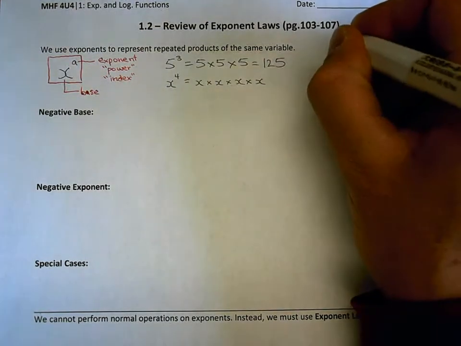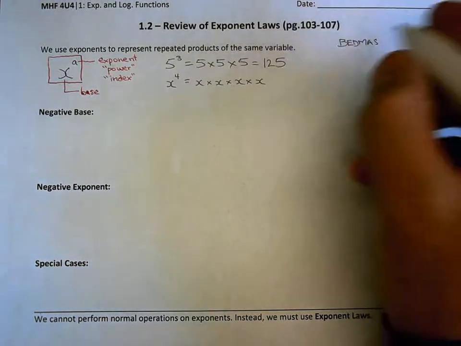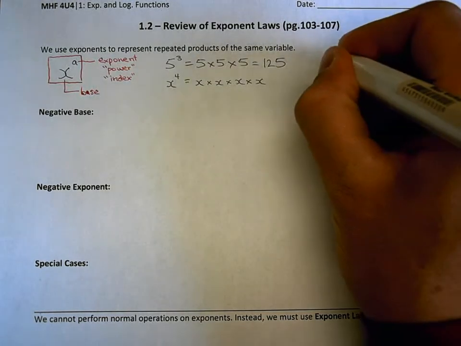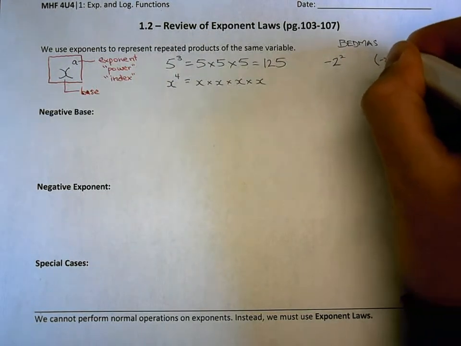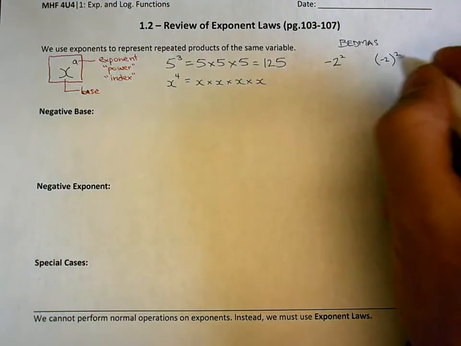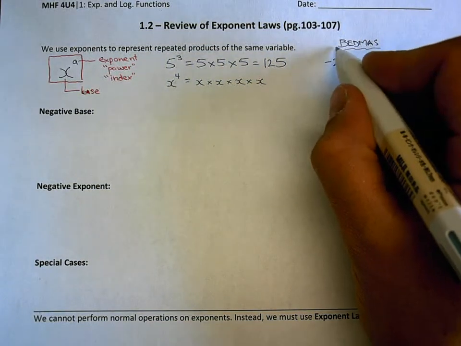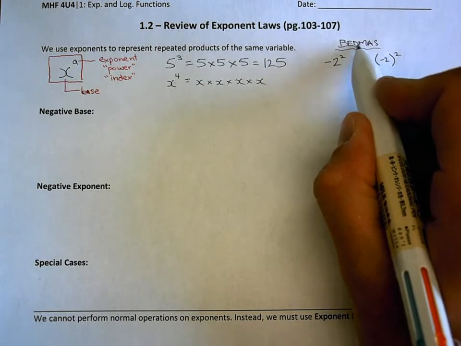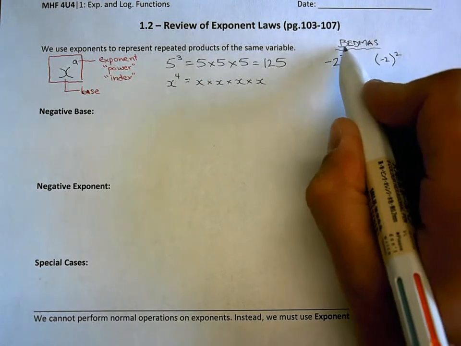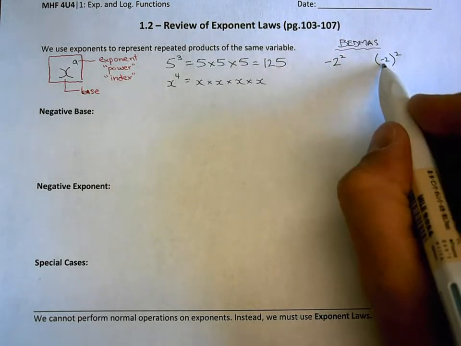A quick note about BEDMAS. This is something that I always have trouble explaining to my grade 9s, my grade 10s. There's a difference between (-2) squared and -2 squared. To remember that difference, you can go back to BEDMAS. BEDMAS: brackets, exponents, division, multiplication, addition, subtraction. So I would always do the brackets first. So here there are no brackets, but here there is.